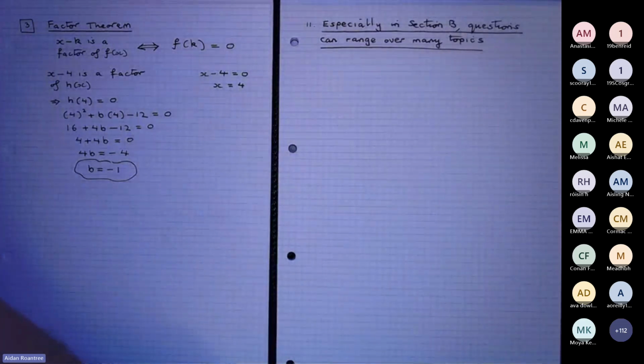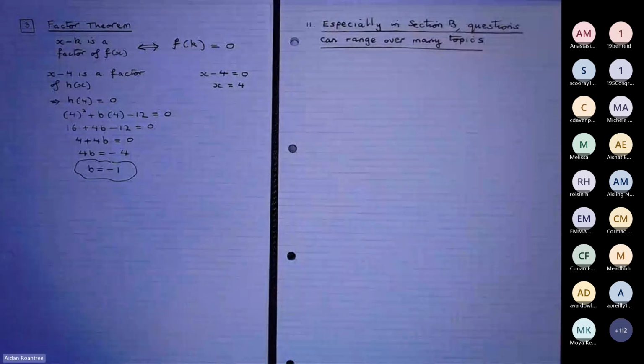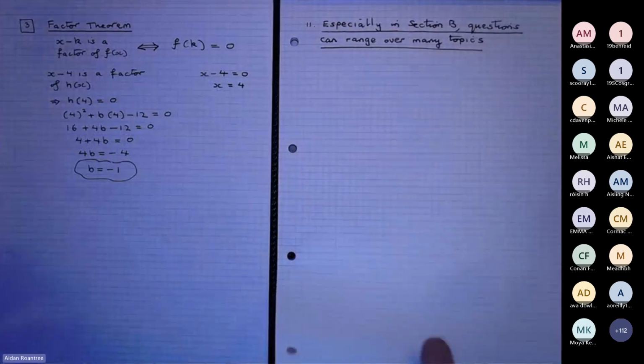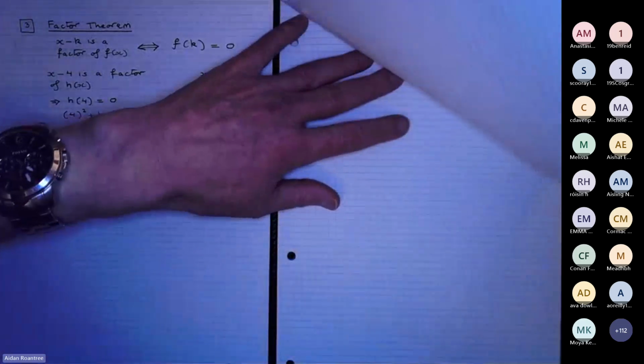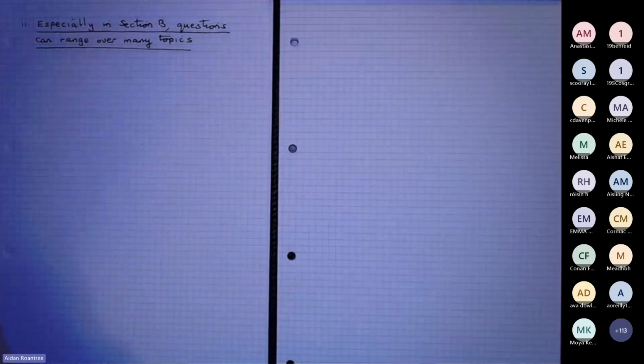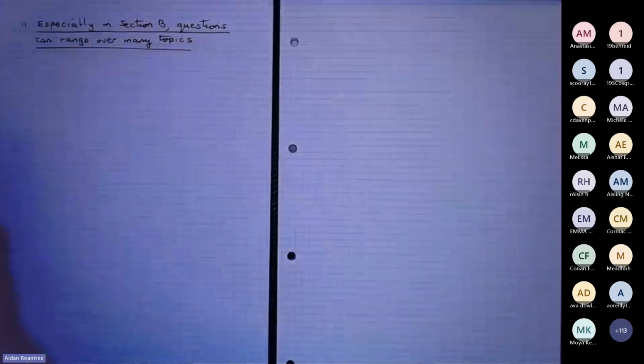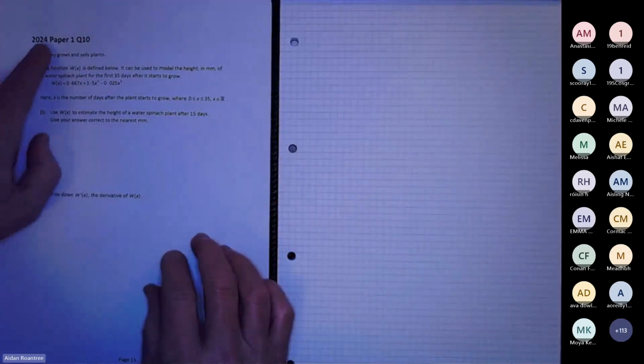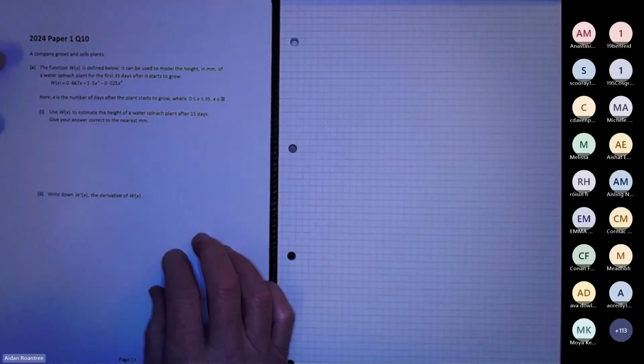Now, I'm going to have a look at one of the, there's lots of famous ones, but we're going to take one. It's from last year's paper, and it's a section B question. It's question 10, on section B from last year, paper one. I'll just put it up on the screen here now. So it's 2024, paper one, question 10.